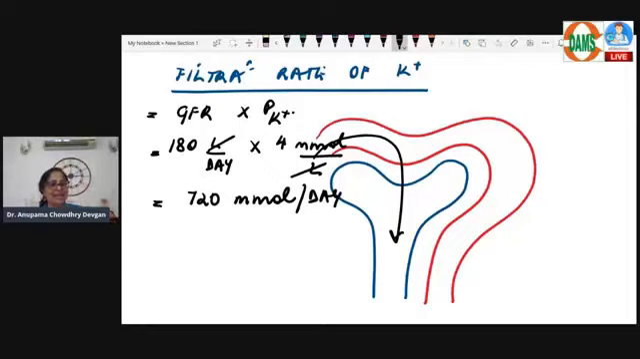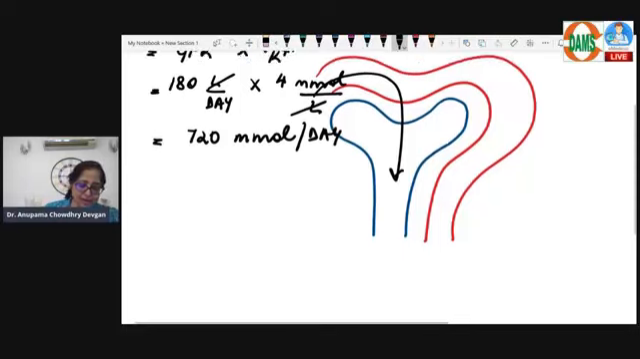So do I need as many mechanisms for potassium reabsorption as for sodium reabsorption? No. Sodium is filtered to the extent of 25,200. Potassium is not even 1,000. So I do not need many mechanisms for potassium reabsorption, right?